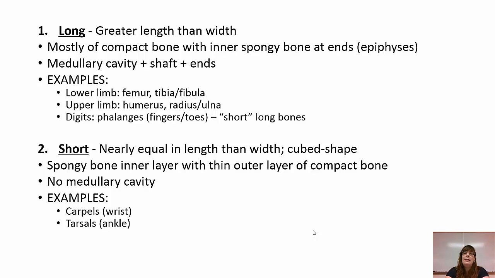Short bones are basically equal in length and width. They're cube-shaped. Spongy bone is on the inside, and then you have a thin layer of compact bone surrounding it. There isn't a medullary cavity in these bones, and the examples are your carpals, which are your wrist bones, and your tarsals, which are your ankle bones.